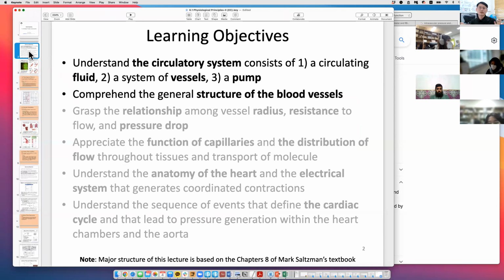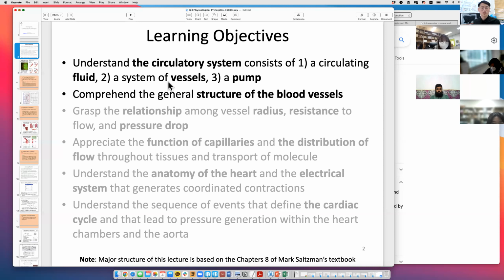So the learning objective: we already discussed our circulatory system consisting of circulating fluid. Of course, a lot of times we will be discussing blood vessels and blood, but at the same time, we will also note that there's lymphatic flow, which is also circulating fluid. Circulating is a little bit weird because lymphatic flow is one-way, from the tissue to, in fact, at the end, the heart. That's a little bit different.